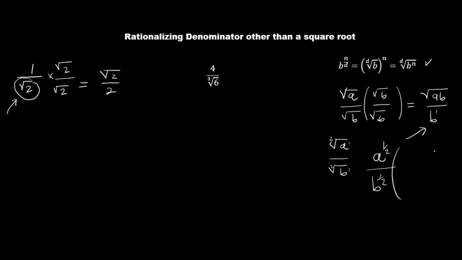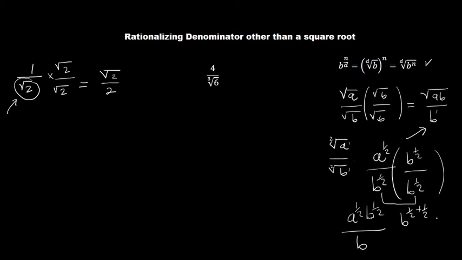Now using the same logic again, we multiply the top and the bottom by the same denominator, which is b to the 1/2 over b to the 1/2. Now when we do that, we're going to have a to the 1/2 times b to the 1/2 over b to the first power, because when we multiply exponents, if the bases are the same, we keep the base and add the exponents. 1/2 plus 1/2 will give us b to the first power. Like I said, this is crucial.